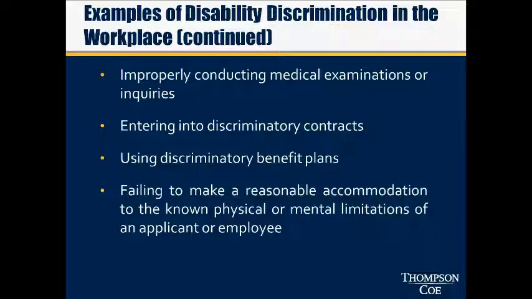The largest one that comes into play, though, is failing to make a reasonable accommodation to the known physical or mental limitations of an employee or applicant. And these days, that last one is what we're really seeing a lot of claims involving: an employer's failure to make a reasonable accommodation. So we're going to talk a little bit more about what an accommodation is and go through that process.